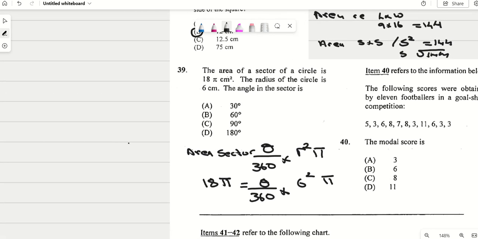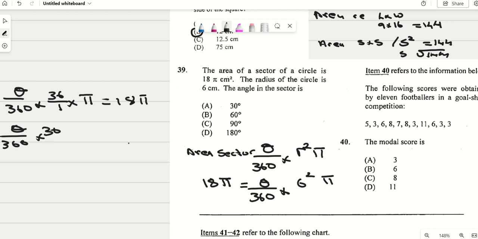So first off, the area is the radius, sorry. So this is theta over 360 multiplied by 6, 6 are 36 over 1 multiplied by pi is equals to 18 pi. First off, both of them have pi, so we're going to divide by pi, right? So you're going to get theta over 360 multiplied by 36 over 1 is equals to 18. Both of them had pi on both sides, so that's why I just took it off, right?